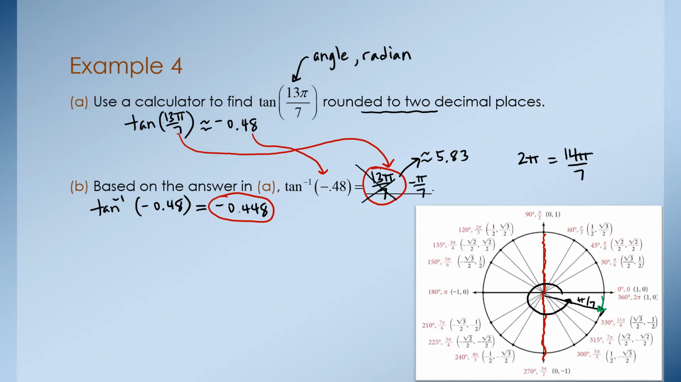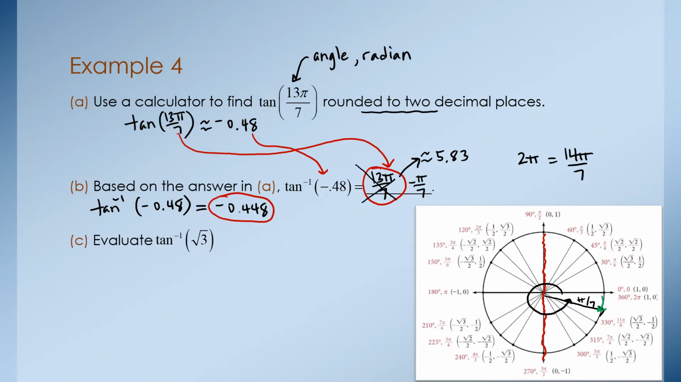And sure enough, if I put into my calculator negative pi, which is 3.14, and I divide it by 7, I will get a response of negative 0.448. So you have to make sure that you're paying attention on tangent inverse or sine inverse or cosine inverse to what the restricted output is to be.